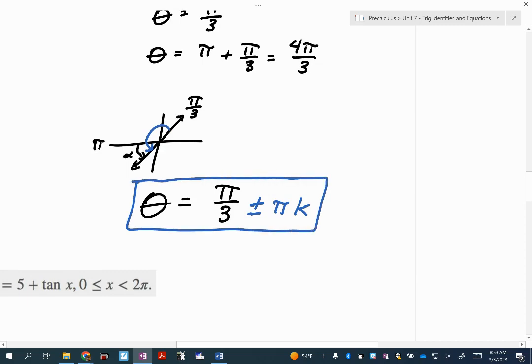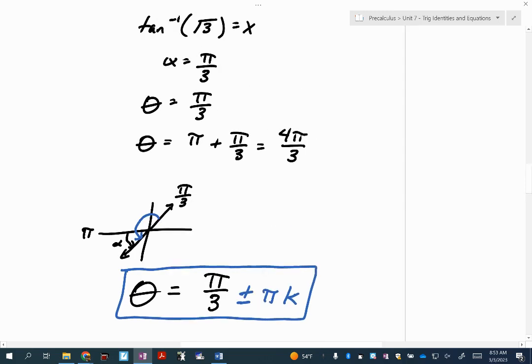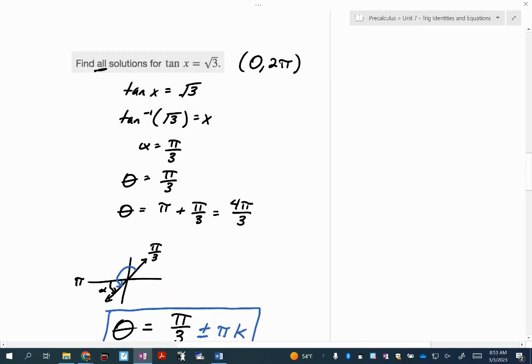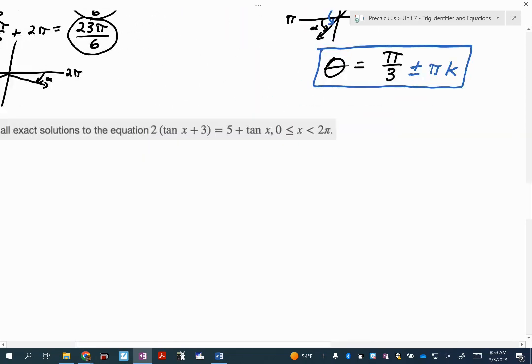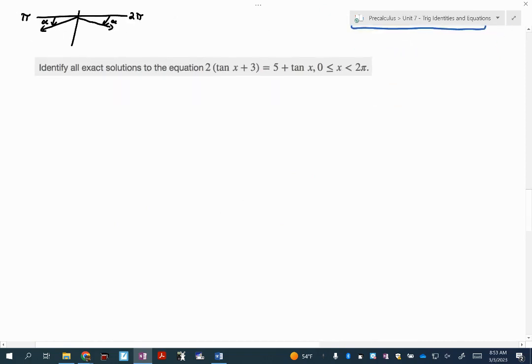So it's a little different. You may be wondering, wait, Mr. Render, didn't you say 2 pi k? I did, but that was for sine and cosine. For tangent, the period for tangent is pi. So that is one of those things that's a little bit different for tangent. All right, let's look at another one.